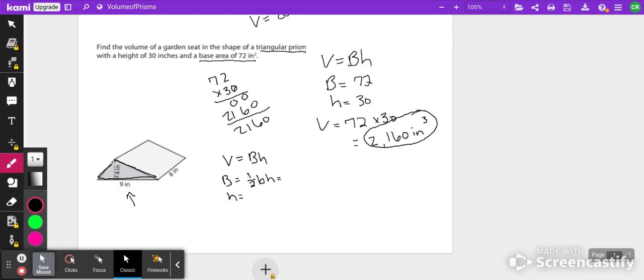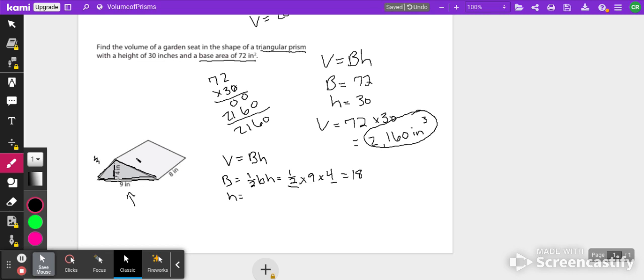Looking at this triangle, remember to use your right angle. So we're using the 9 and the 4. I don't want you to get confused if there are other numbers out here. You're going to use the right angle, so these two are what you want. We're going to do 1/2 times 9 times 4. I know that 1/2 of 4 is 2. So 2 times 9 gives me 18. So the area of my triangular base is 18.